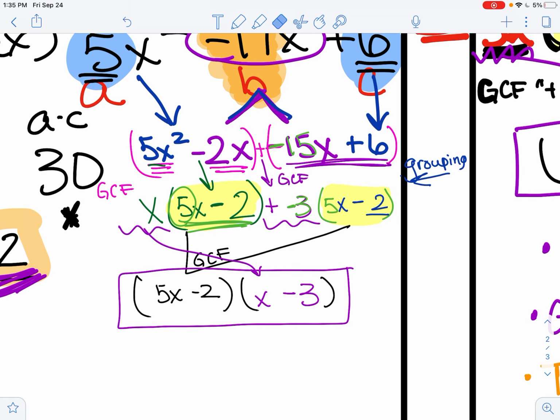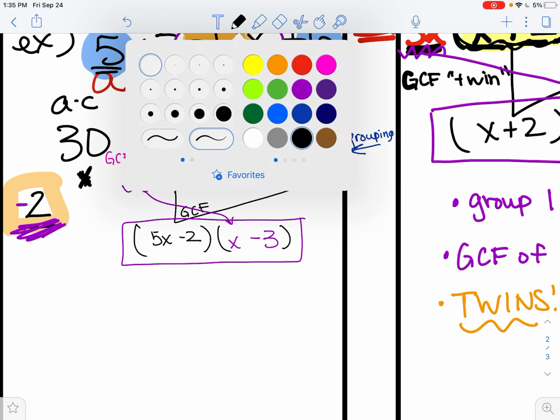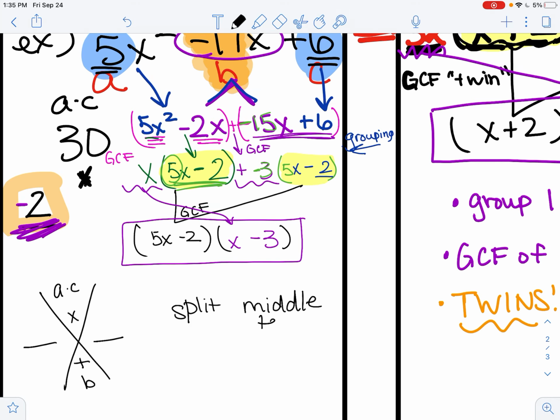So fill that out on your graphic organizer, okay? And then let's go ahead and list off what we do first. So first one is we're going to do our X box, where we put A times C at the top, B on the bottom. Figure out the two terms that will multiply to A times C and add to B. Then you're going to split the middle term into whatever these numbers were here. So we're going to split the B term.